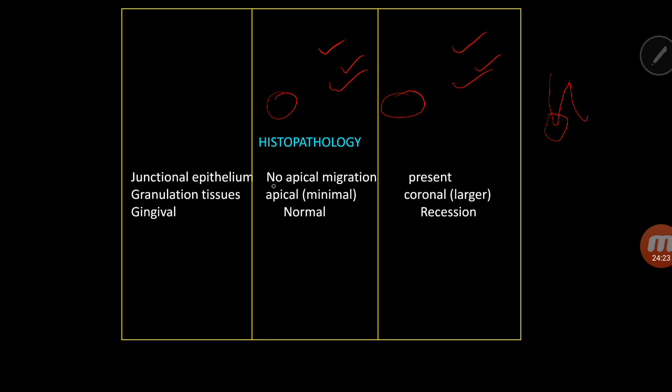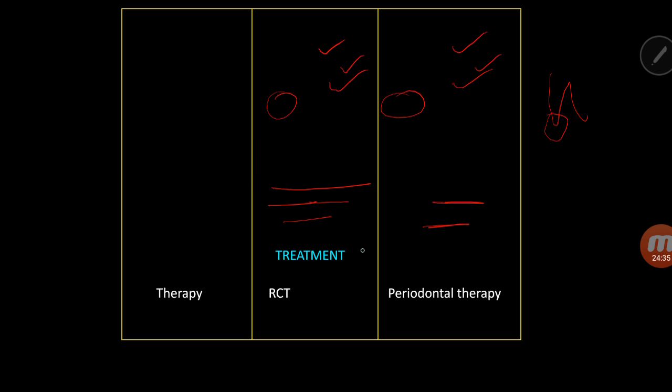Coming to the histology, no apical migration, or in some cases minimal apical migration is seen, generally normal, whereas in the case of periodontal, it is present and it is largely related to the recession. Treatment: root canal treatment versus periodontal therapy.